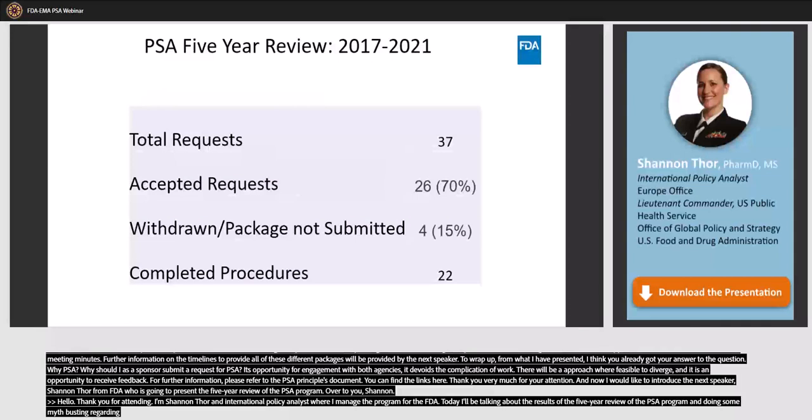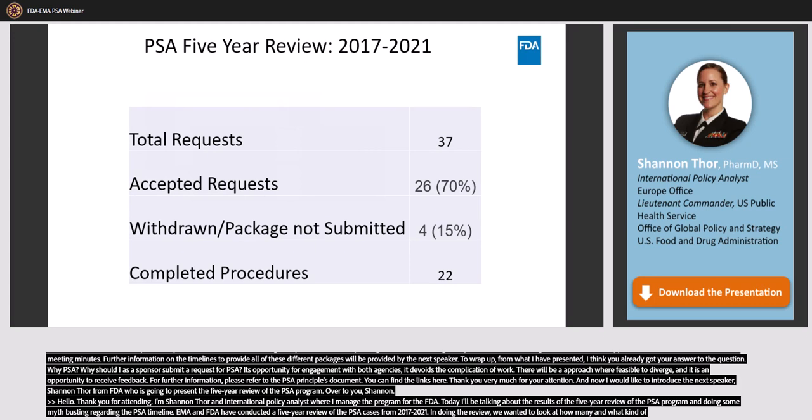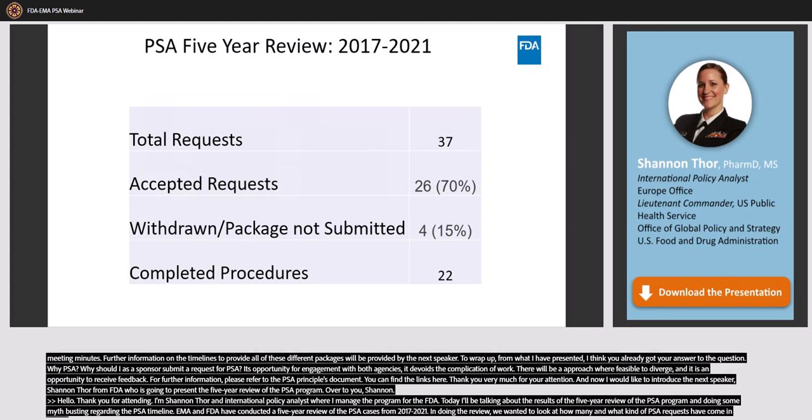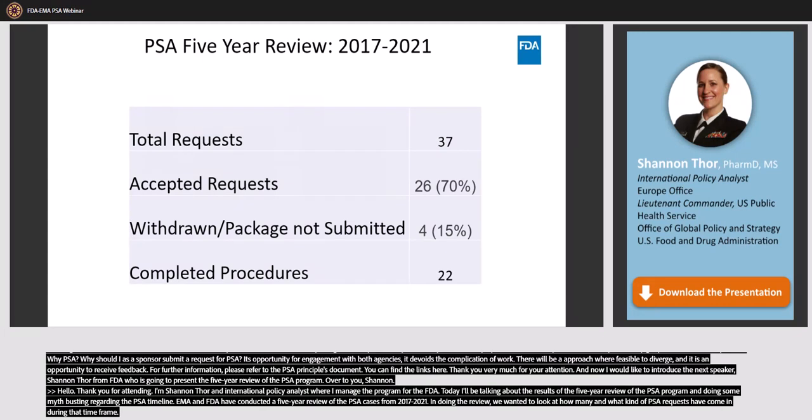EMA and FDA have conducted a 5-year review of our PSA cases from 2017 through 2021. In doing this review, we wanted to look at how many and what kind of PSA requests have come in during that time frame. Here you can see our total numbers for requests and a breakdown of what has been accepted, withdrawn, and completed cases.